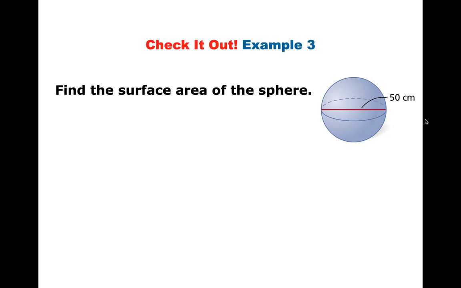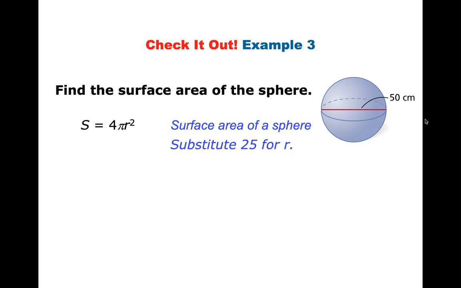All right, so remember, if you're given a diameter, you cut it in half to get the radius. So 50 divided by 2 is 25. And then you just plug in for the radius. 25 squared, which gives me, I believe, 625. And then multiply that by 4, which gives me 2,500 pi centimeters squared. So that should have been your answer.